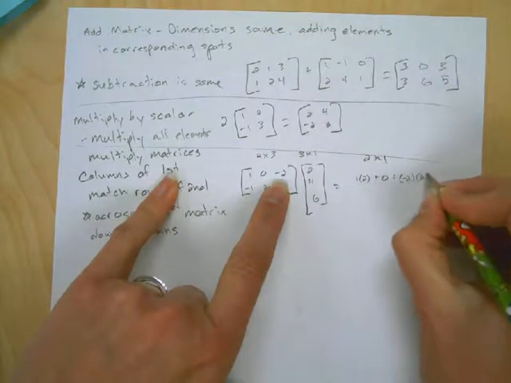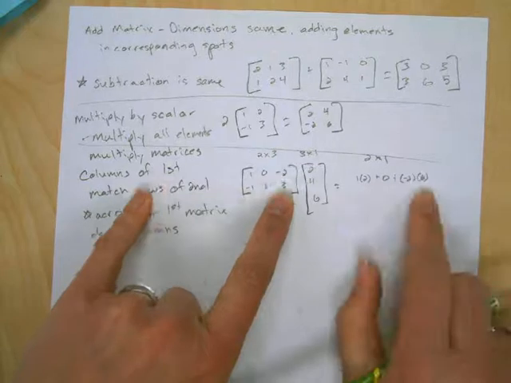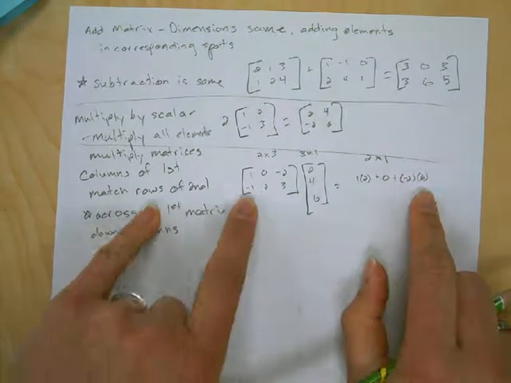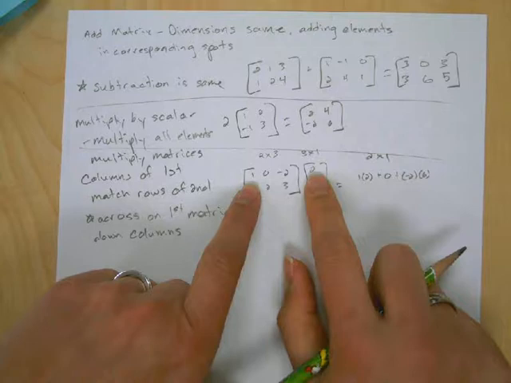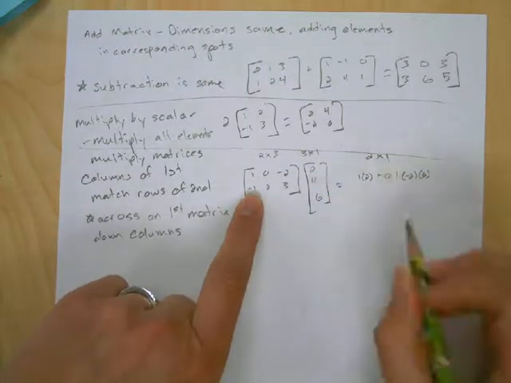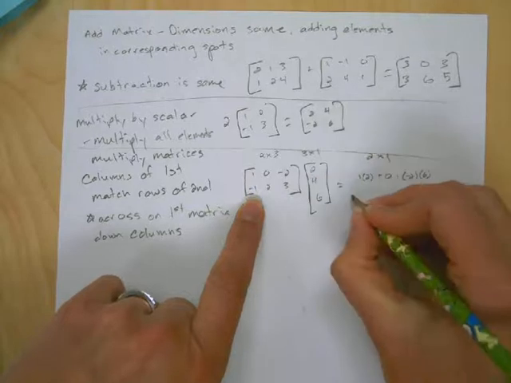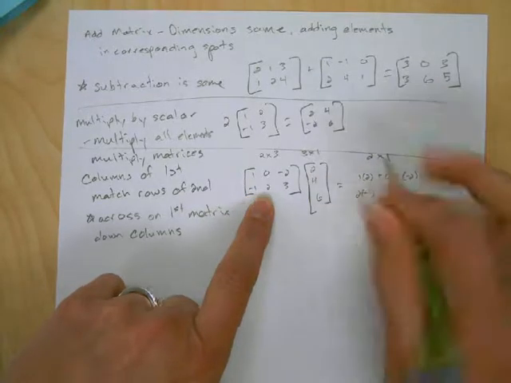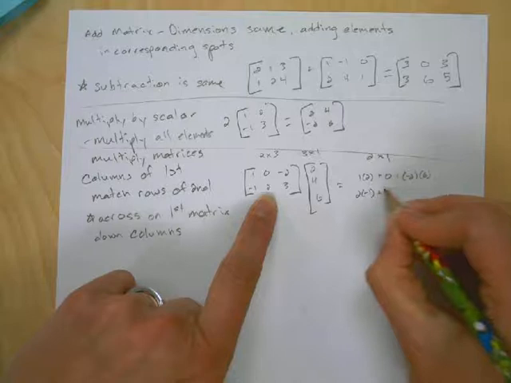Okay, so that would give you your first number. And then you do that exact same thing for the next one. So this would be the first row, first column. And then you do the same thing here. 2 by negative 1, 2 by 4, and then 3 by 6.